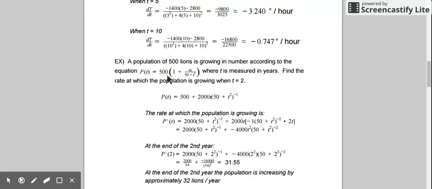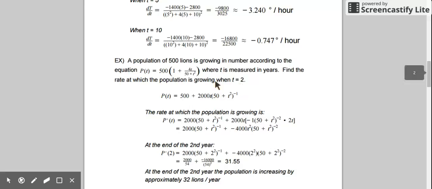So if we want to find the rate of change of this function, we want to find the derivative of this function, and then we'll find the rate of change when we plug 2 in for the t spot. So first, I would rewrite this function, make it a little bit easier to derive.